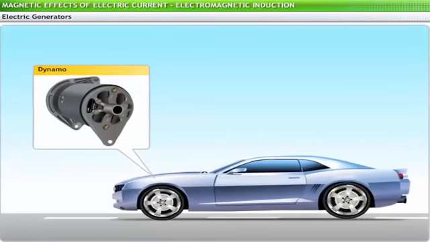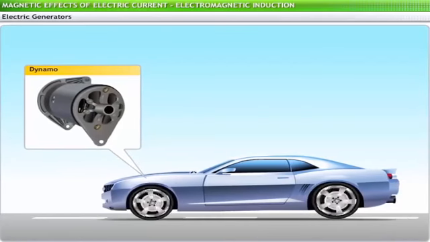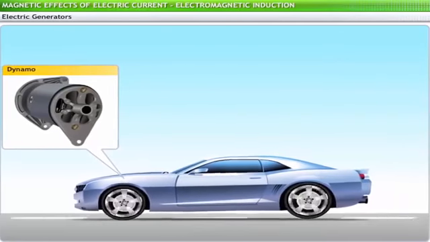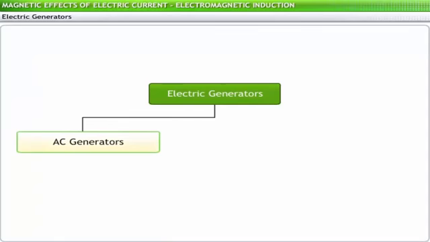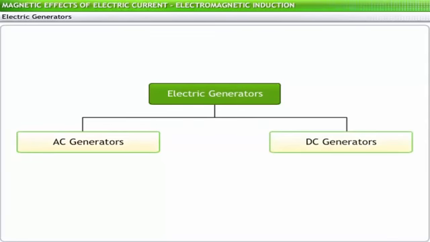Dynamos used in automobiles are similar to generators, but they produce relatively less power. There are two types of electric generators: AC generators and DC generators.